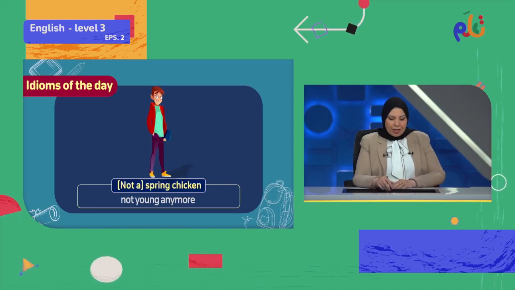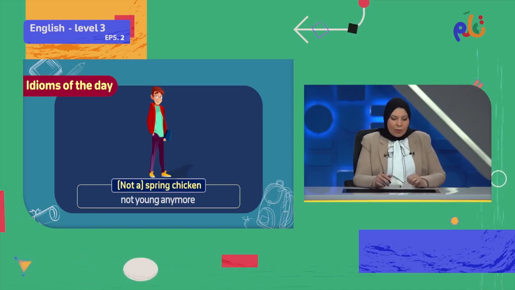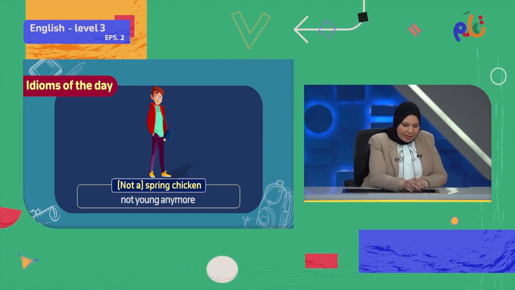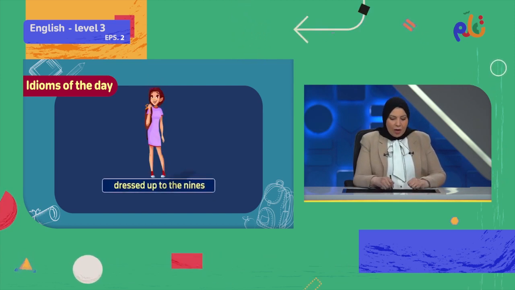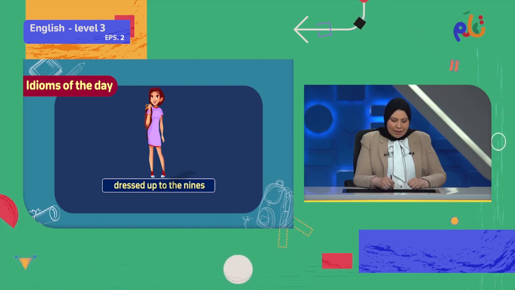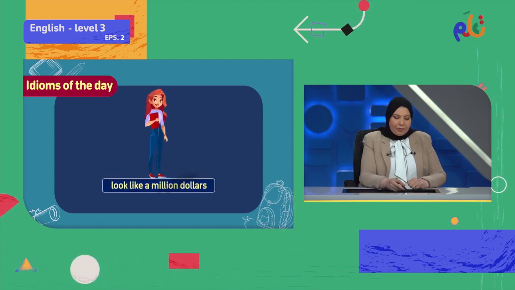So the first one we had was not a spring chicken, and the second one we have is, yes, dressed up to the nines. Okay, let's look at our third idiom for today.